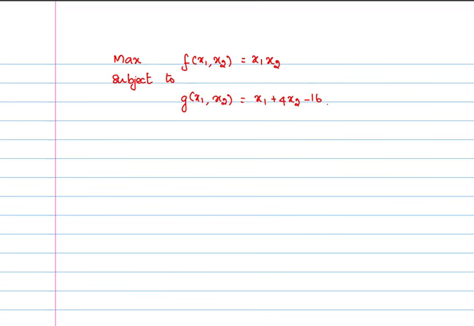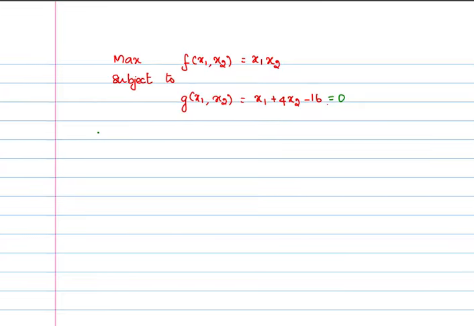Hi friends, in this video we are going to solve this problem. This is an optimization problem with constraints. In this problem we are going to use the Lagrange multiplier method, because my constraint is an equality constraint. The Lagrange multiplier we can apply only whenever the constraints are equalities.